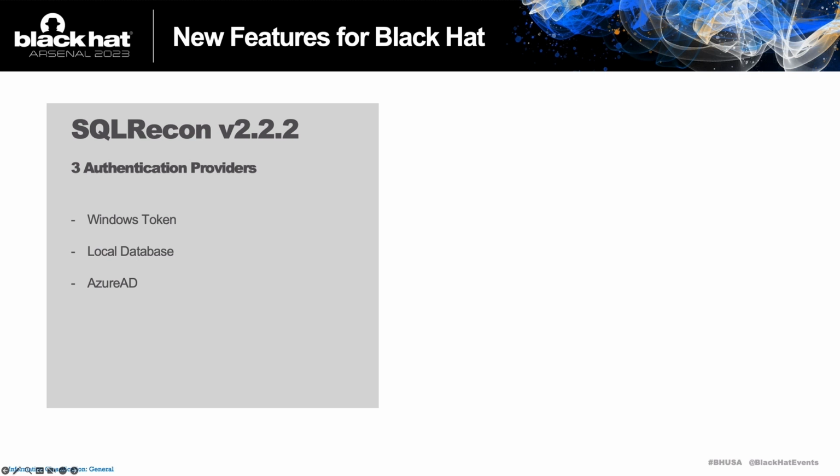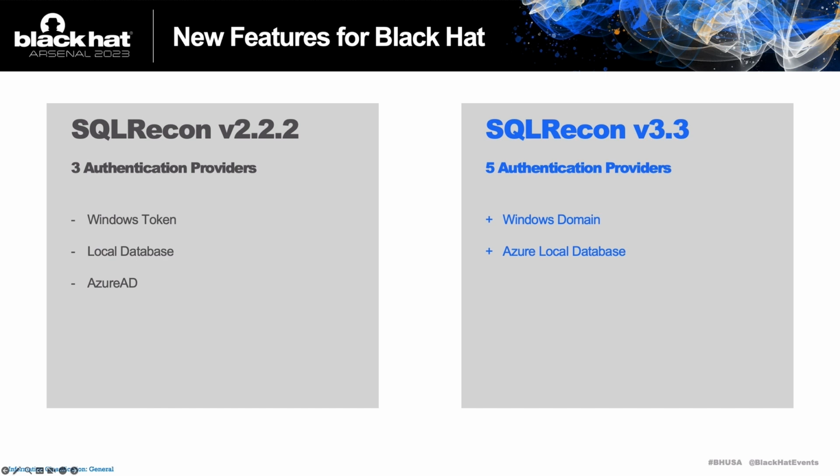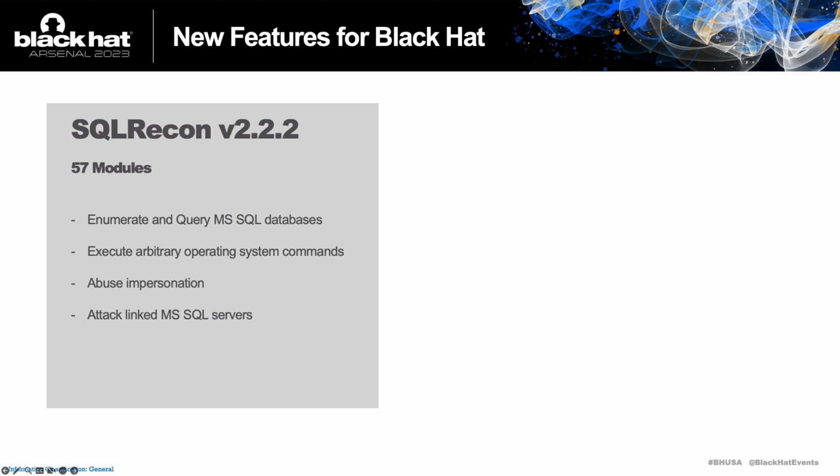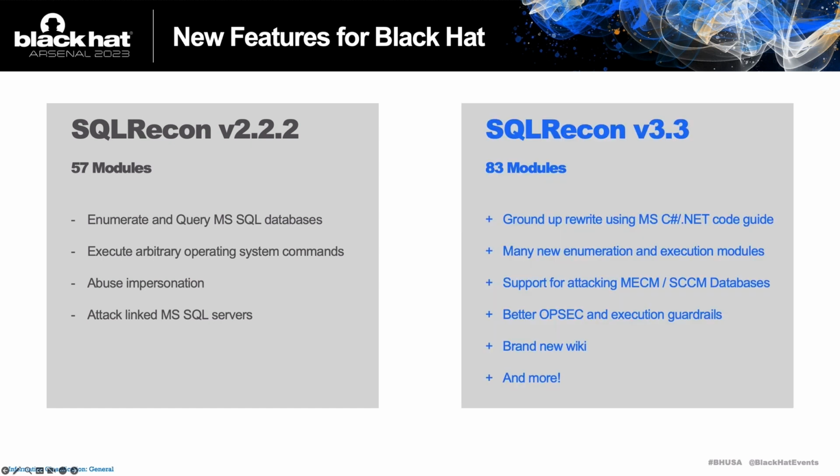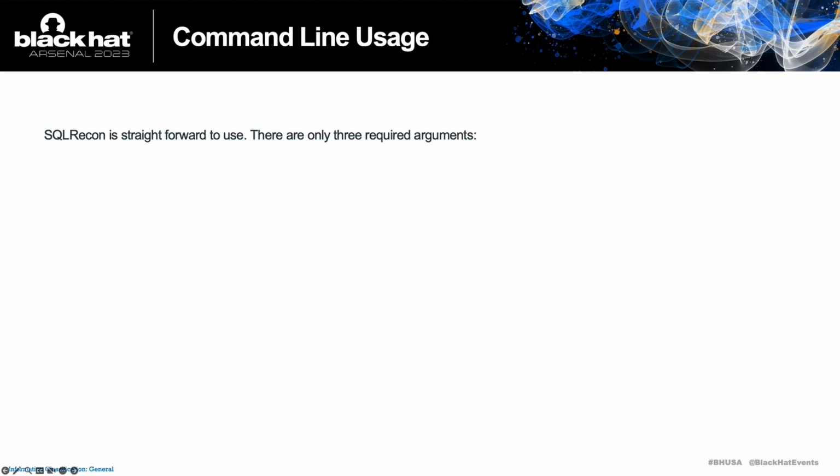In the public release, SQLRecon had 3 ways that you could connect to SQL Server, and the new release adds 2 additional authentication providers, which we'll talk about a little bit later on. The public release of SQLRecon had a diverse range of enumeration and exploitation modules, about 57 of them. But in the new release, that module count has been bumped up to 83, and SQLRecon has also had a complete rewrite and supports attacks against SCCM databases now. Additionally, there have been enhancements to the overall operational security for Red Teamers through things like continuous authentication, validation, and execution guardrails.